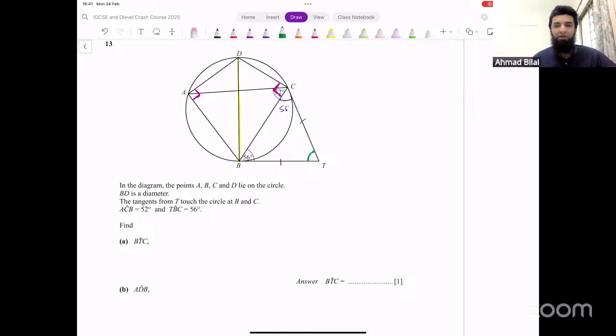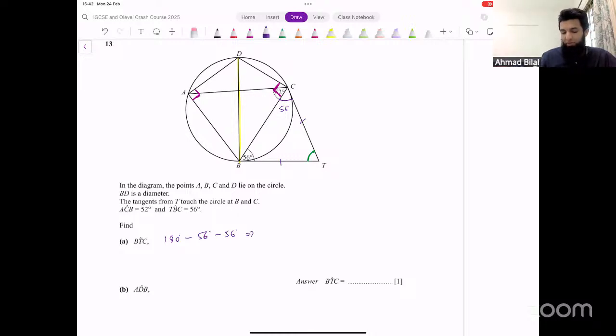Now, how can you find this angle? We've already figured out that this angle here has to be 56. If that's 56, now we've got this triangle. The sum of all angles in a triangle is supposed to be 180 degrees. We can find angle BTC like this, 180 minus 56 minus 56, and that will give the result.